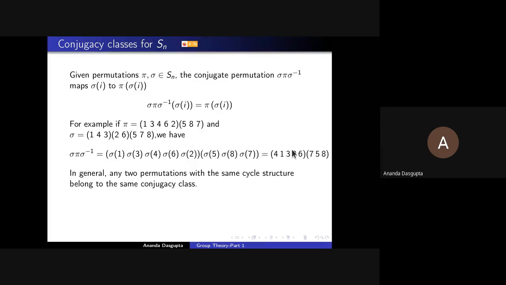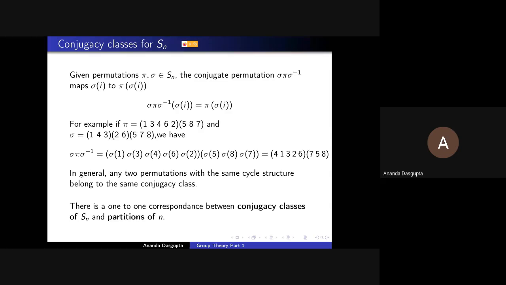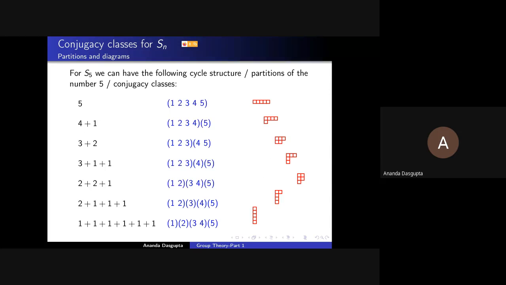So basically, there's a one-to-one correspondence between conjugacy classes and the cycle structure. And cycle structure is simply nothing but how many ways can you break up the number n into integers which add up to n. That's called, in the language of number theory, partitions of n. So I will just illustrate, this is a table here. For S5, this is a particular thing that I'm writing for S5. We can have the following cycle structure, which has a one-to-one correspondence between the partitions of the number 5 and conjugacy classes.